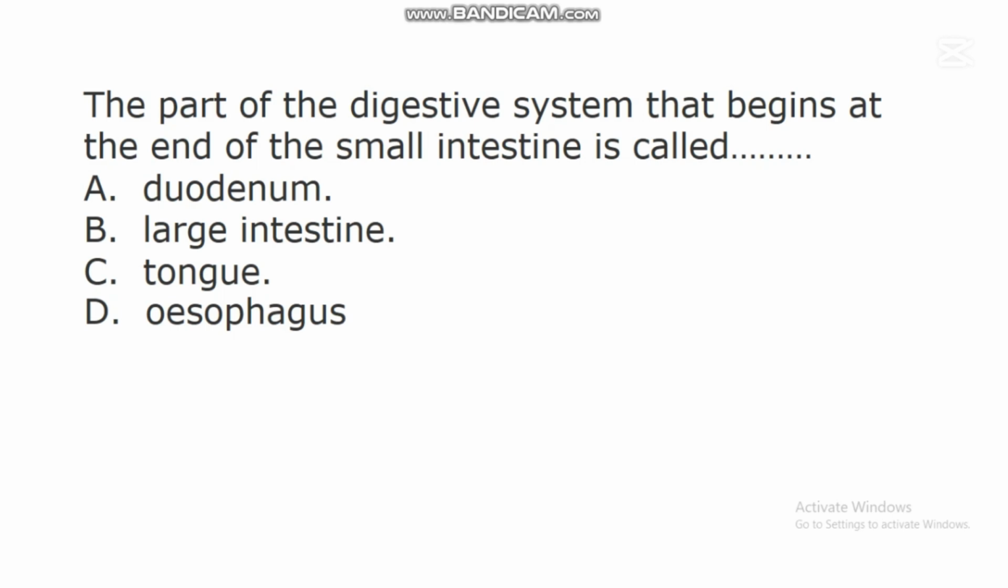The first question says, the part of the digestive system that begins at the end of the small intestine is called dash. A. Duodenum. B. Large intestine. C. Tongue. D. Esophagus. In this question, the correct answer is B. Large intestine. The large intestine is the part of the digestive system that begins at the end of the small intestine.